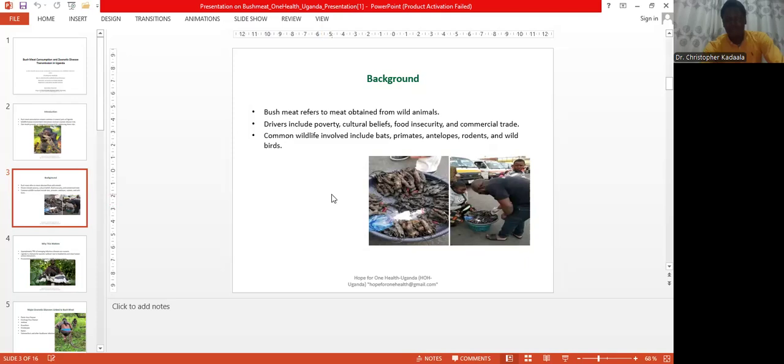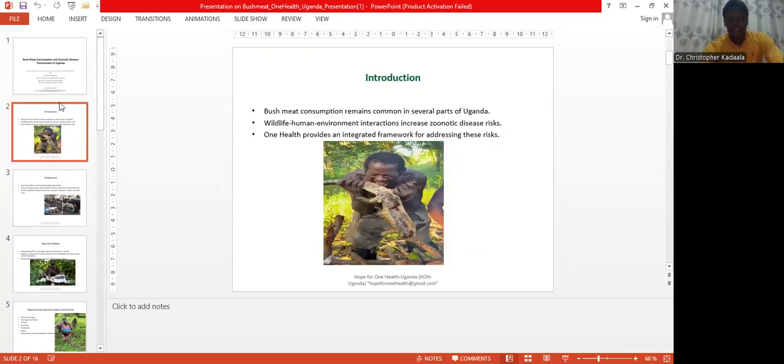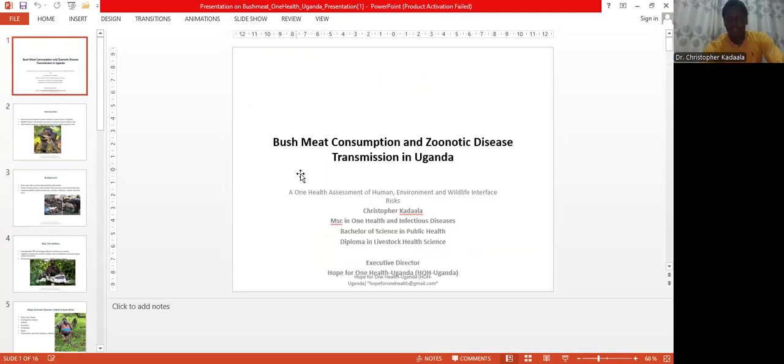Today I present to you this proposal entitled Bushmeat Consumption and Zoonotic Disease Transmission in Uganda, a One Health approach, or a One Health assessment of human, environment, and wildlife interface risks.